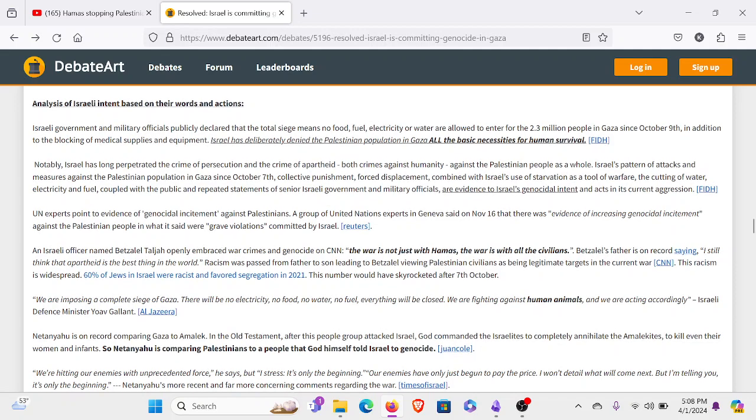"Analysis of Israeli intent based on their words and actions. Israeli government officials declared that a total siege means no food, fuel, electricity, or water allowed to enter for the 2.3 million people in Gaza since October 9th, in addition to blocking medical supplies and equipment."